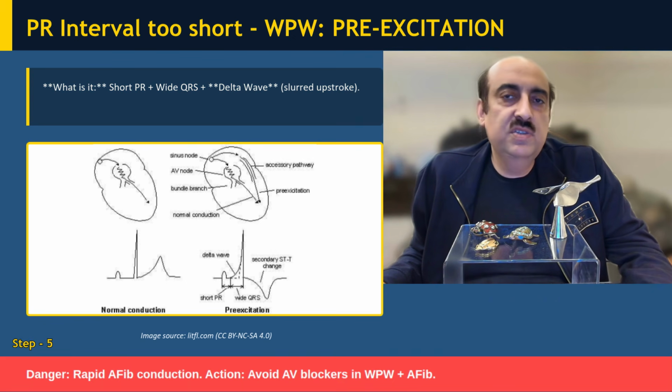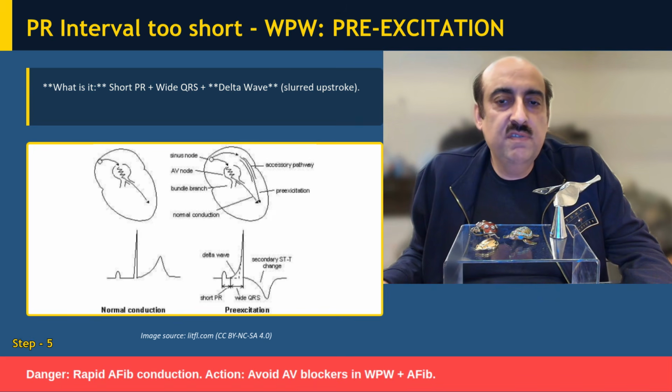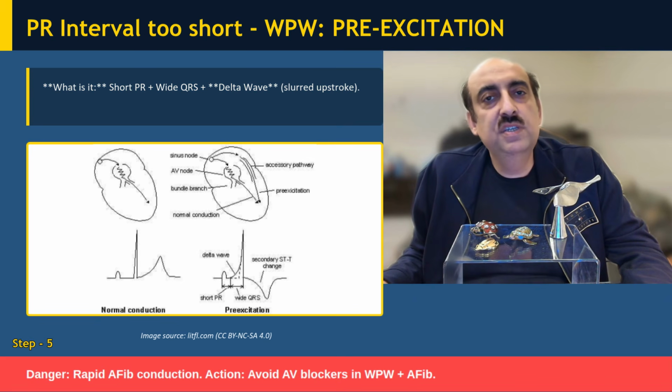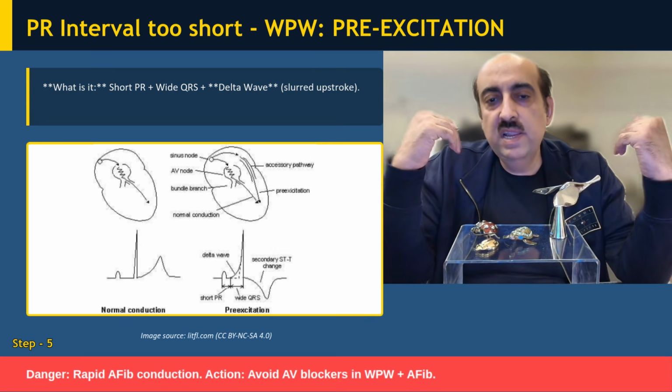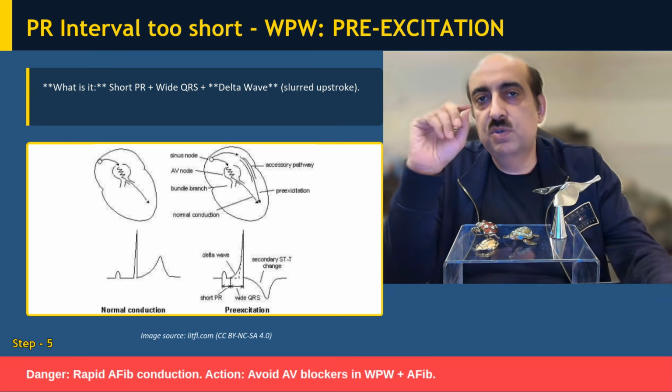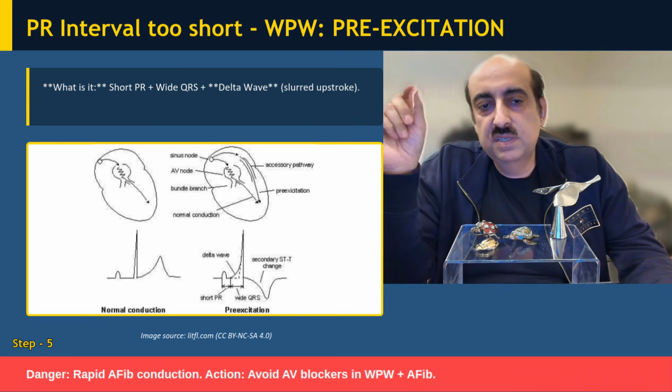On the ECG, there are 3 classic features: a shortened PR interval, a slurred upstroke at the start of the QRS, which is called the delta wave, and that occurs because of the rapid conduction through the accessory pathway. And the third feature is a wide QRS complex, because the ventricular excitation starts earlier than the normal pathway, which goes through the AV node and then the His-Purkinje system.